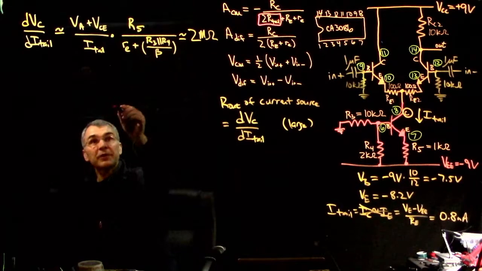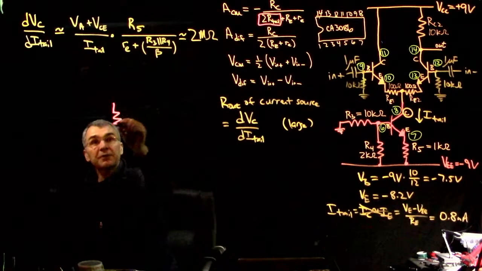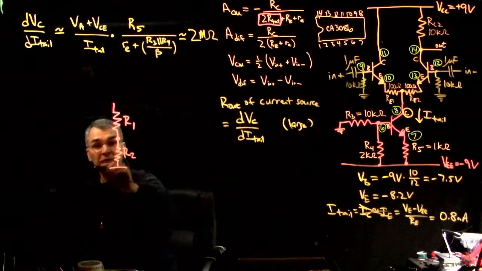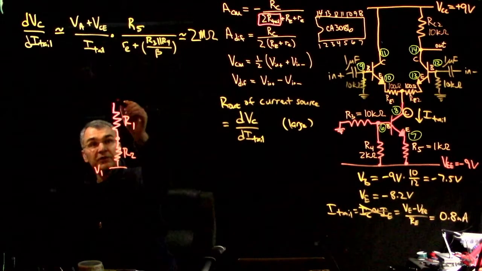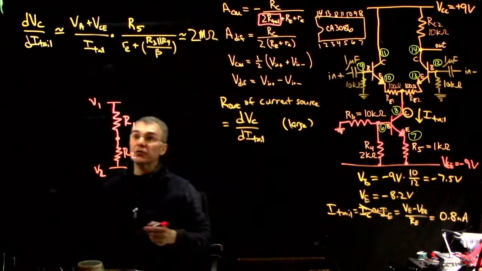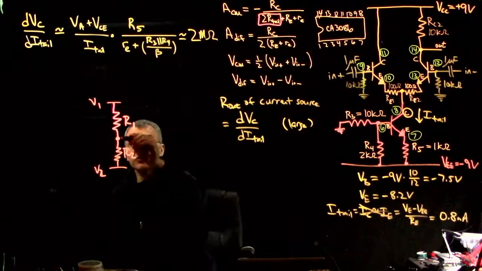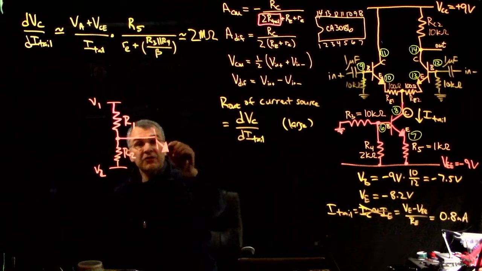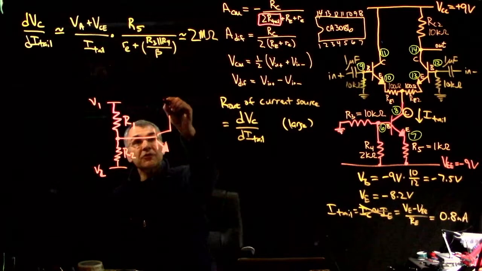So we would have some kind of R1, some kind of R2, and these would go to fixed voltage sources, whatever they are. Maybe you call that V2, call that V1. In this case it's ground and minus 9 volts, but it could be something else depending on what you're doing. And then you have a transistor here, and then here's the load.